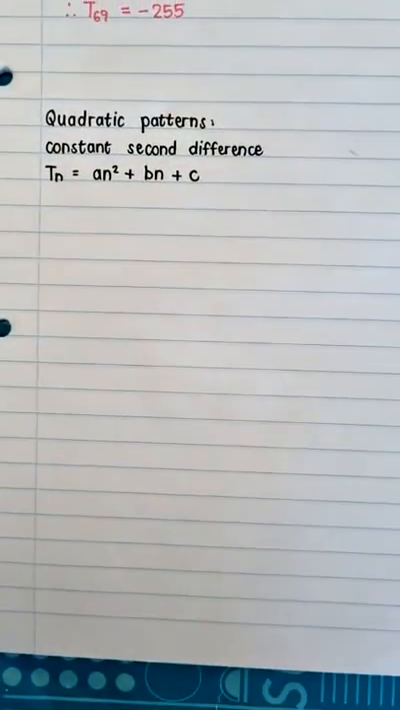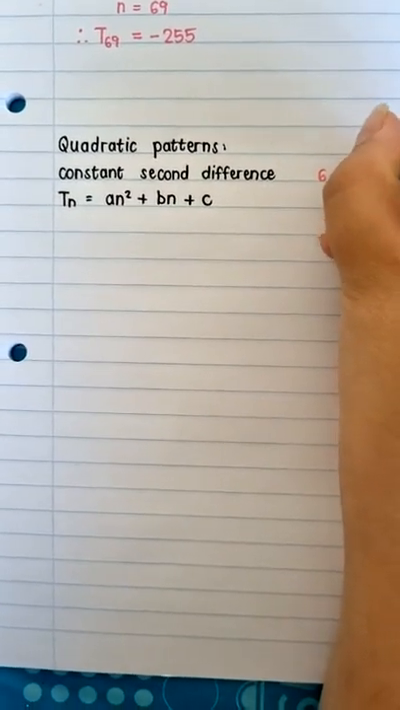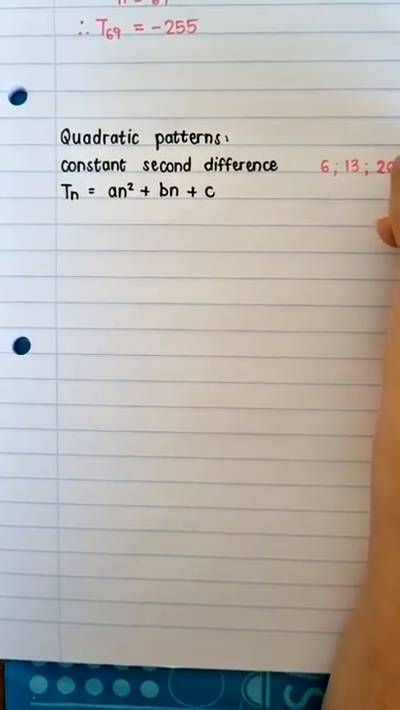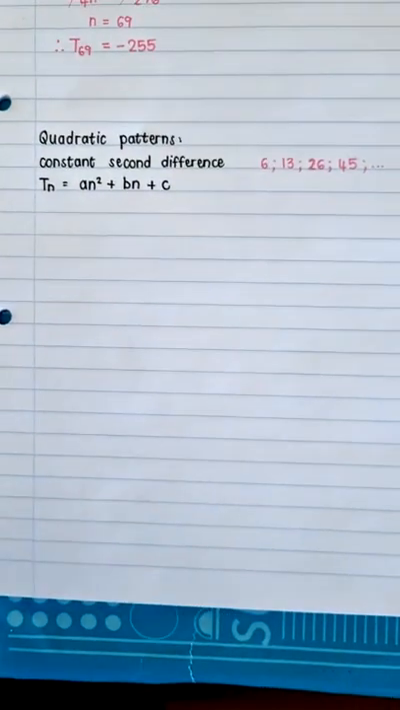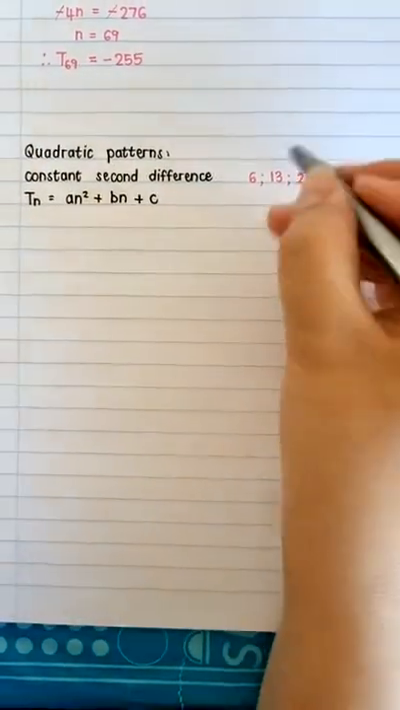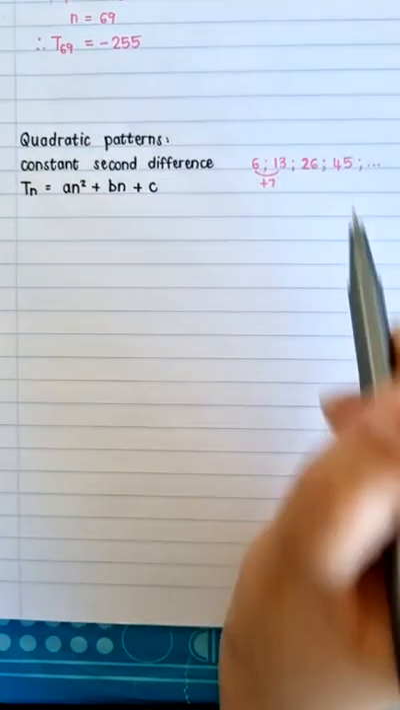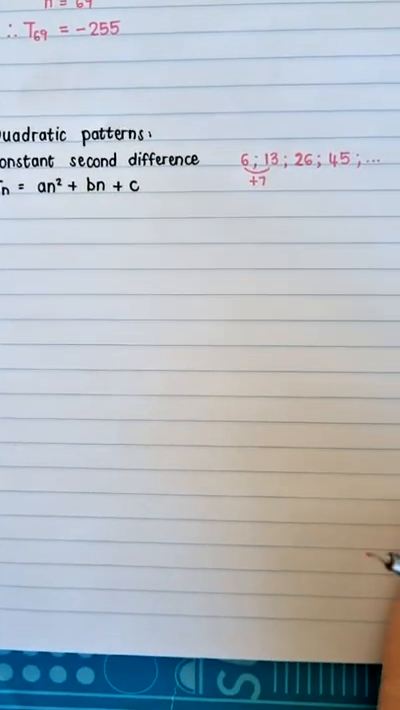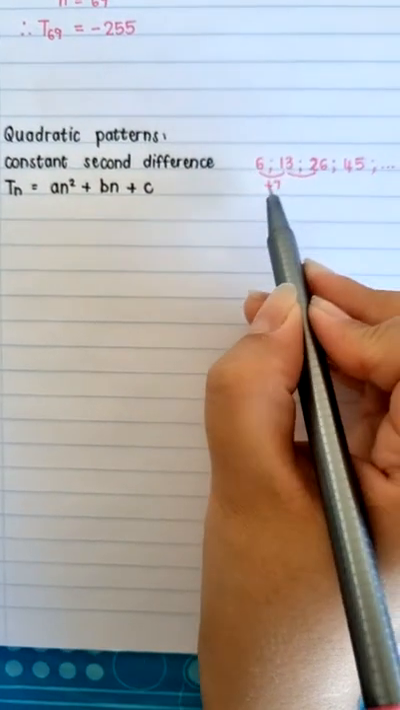Now, when I say that we have a constant second difference, it's something like this. So if we have like 6, 13, 26, 45, for example, say that is our number pattern, right? Now, if we look at these numbers, we see that they're getting much bigger very quickly. So, for example, if we go from 6 to 13, we're adding 7. But 13 plus 7 would give us 20, not 26, right?